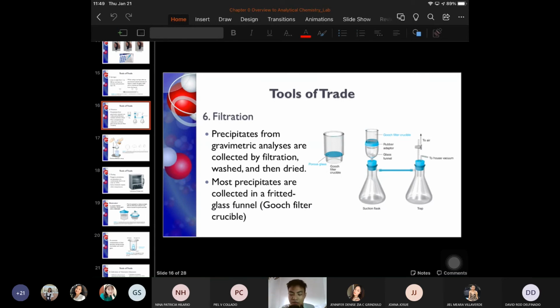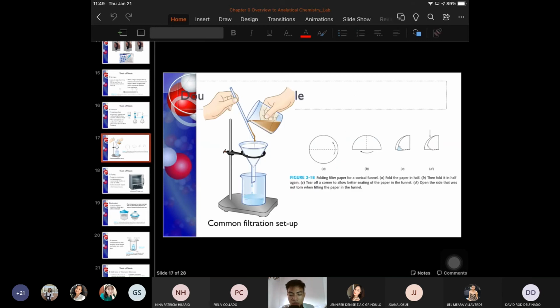Ang meron sa Gooch filter crucible is that it uses vacuum, para mabilis yung pag-suck ng liquids. Kasi kapag hindi kayo gumamit ng Gooch filter, gagamitin nyo common filtration setup, itong gravity-powered na filter setup, matagal yan.